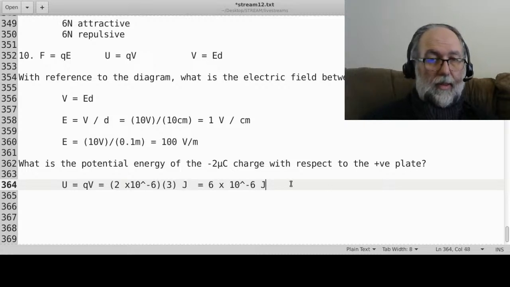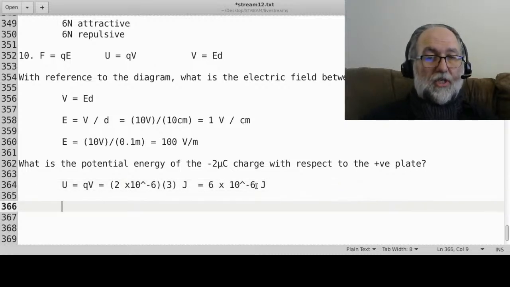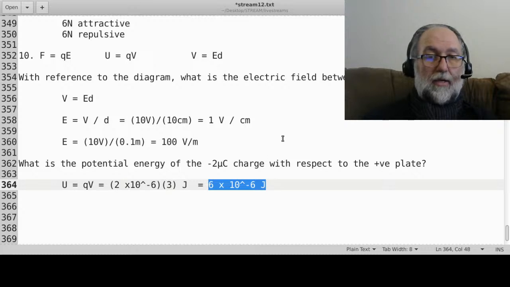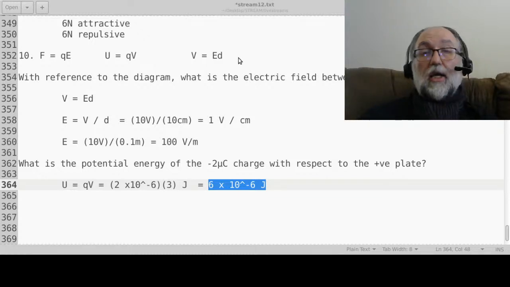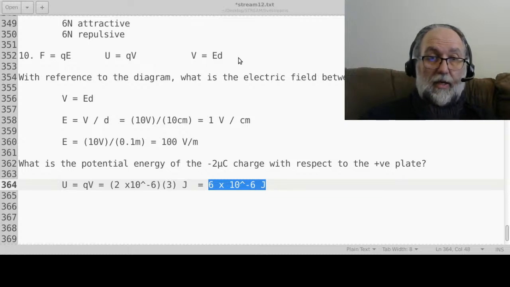Okay. All right, so there's the potential energy. There is the potential energy of that charged particle. Just like, if you have a ball up in the air and you let go, it's going to fall, and it has potential energy mgh. Here, this thing has potential energy Q times V, where V is E times D. Okay, all right, great.